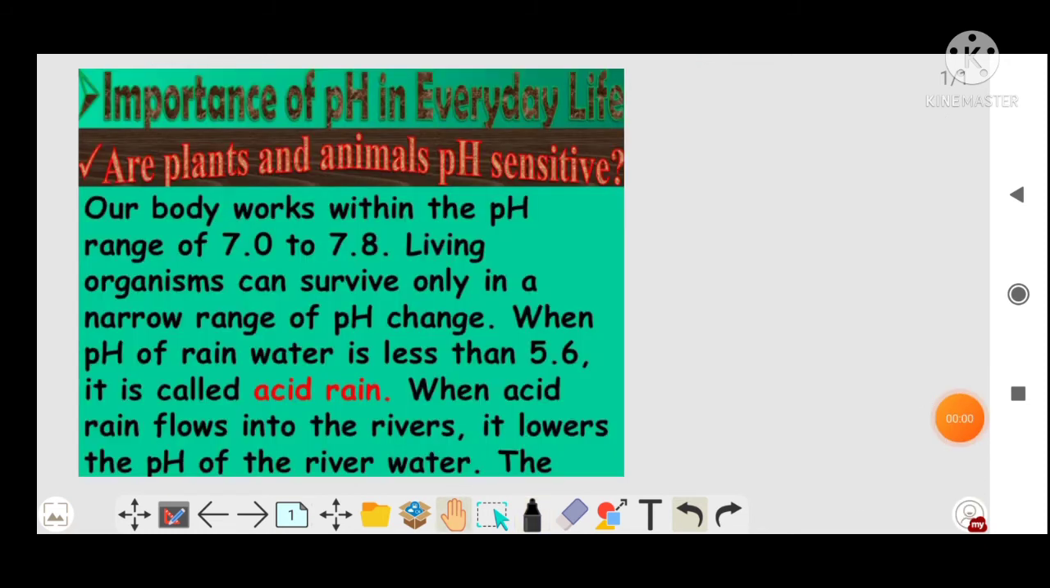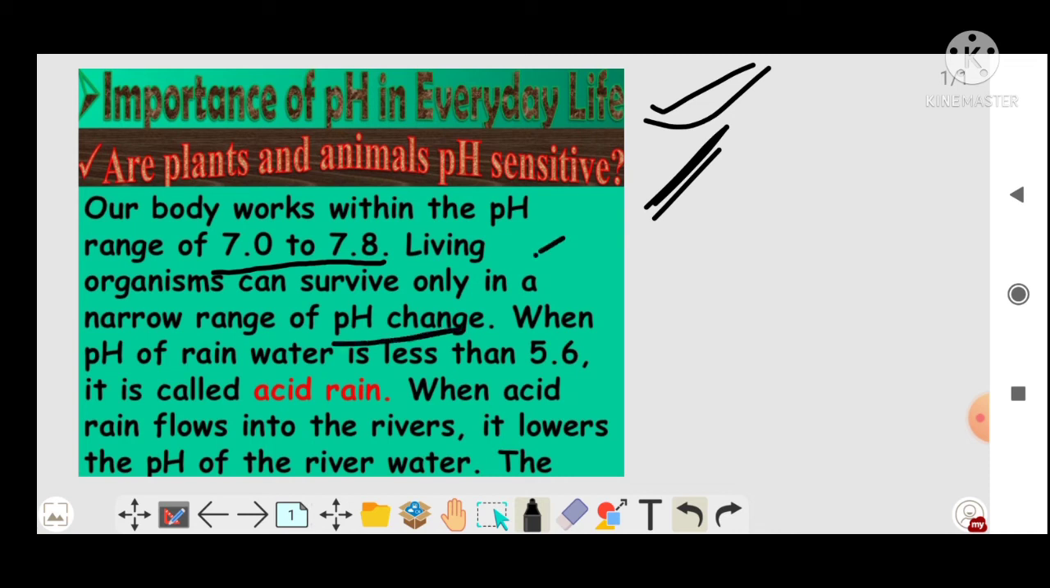Okay, now the importance of pH in everyday life. Are plants and animals pH sensitive? This is the question. Now look at the answer: our body works within the pH range of 7.0 to 7.8. Living organisms can survive only in a narrow range of pH change.